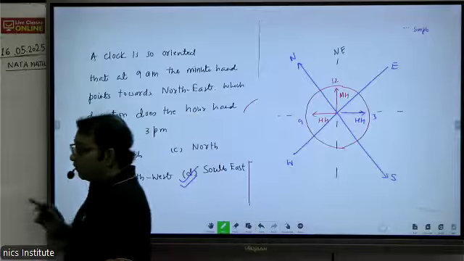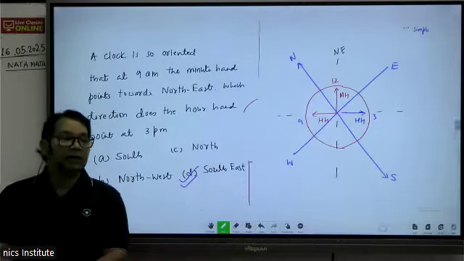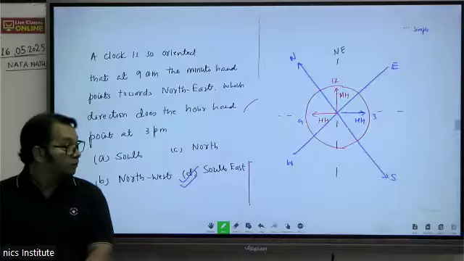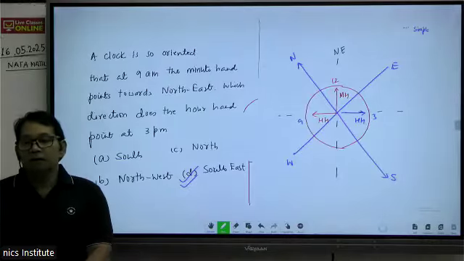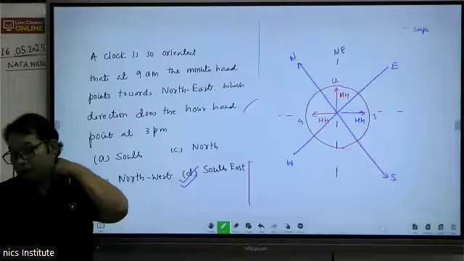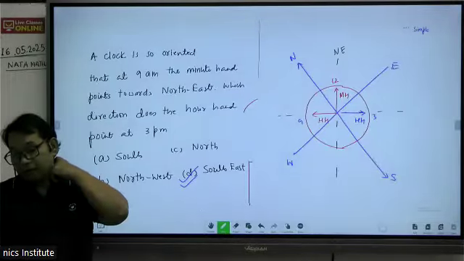The trick is you first draw the clock. Accordingly, take the directions. First you draw the clock, then draw the directions, and then you find the direction.